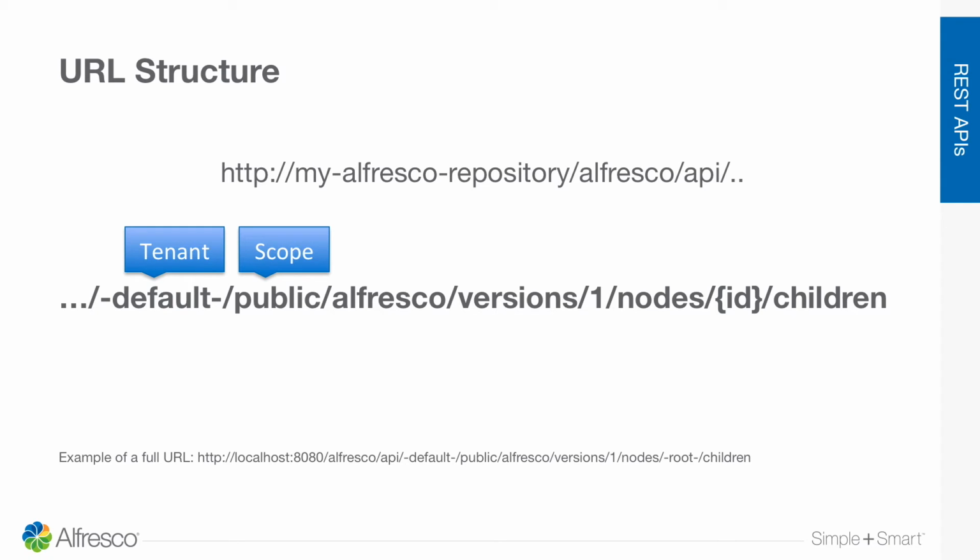Then we have the scope. Most of our APIs will be public, but we do have a few that are private or internal. We try to make both the private and internal APIs as good and consistent, but they are subject to change, and you should only be using the APIs that are in the public scope.